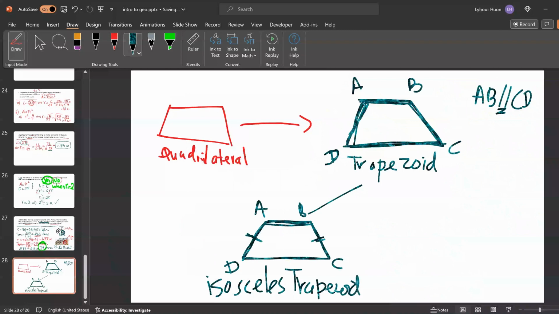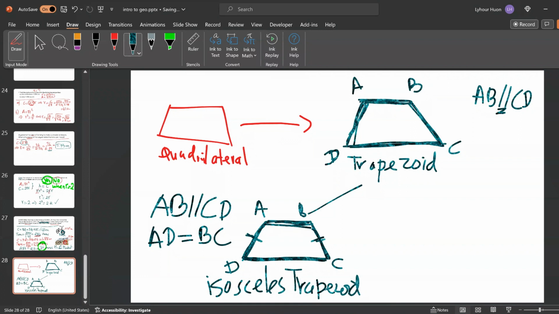When AD and BC are equal, it's an isosceles trapezoid. So first of all, to make this ABCD a trapezoid, AB has to be parallel to CD, correct? But for this case, AD, this side, is also equal to BC. So we have two opposite sides equal and two opposite sides parallel. Okay, so then this is called an isosceles trapezoid.